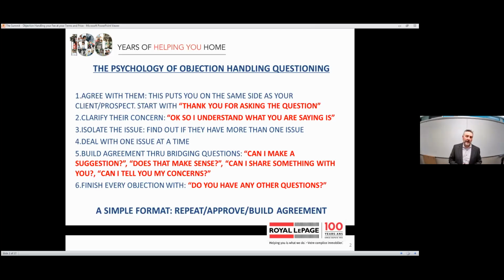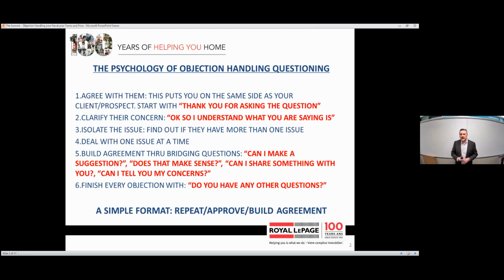So number three being isolate the issue, find out if they have more than one issue. If they have more than one issue, it's almost impossible, quite frankly, to deal with that. But if you unbundle, unpack it, and deal with it specifically and directly, it's a lot easier. Number four, again, deal with one issue at a time. People have multiple things in their mind when they're here with us at the table trying to test you and figure out whether or not you're the person they want. So unbundle them and deal with one issue at a time.